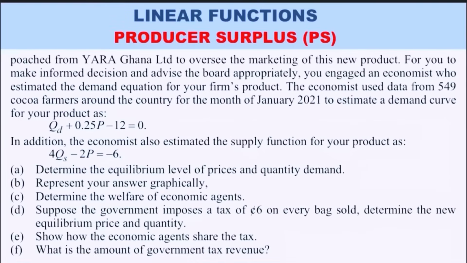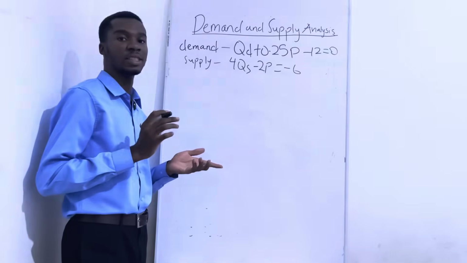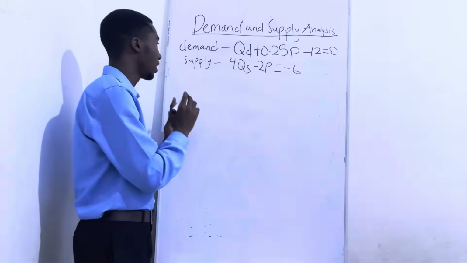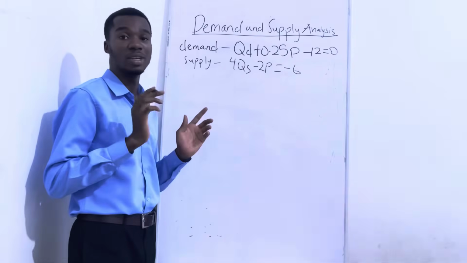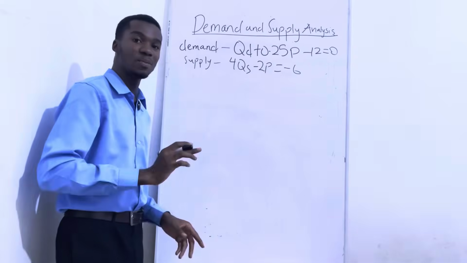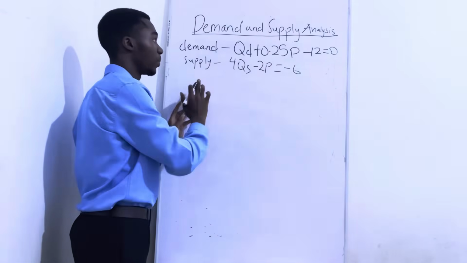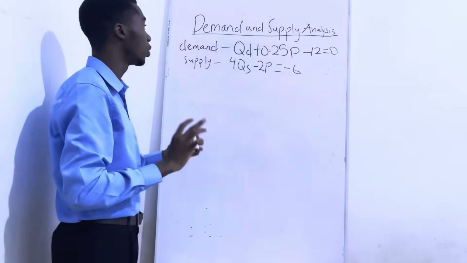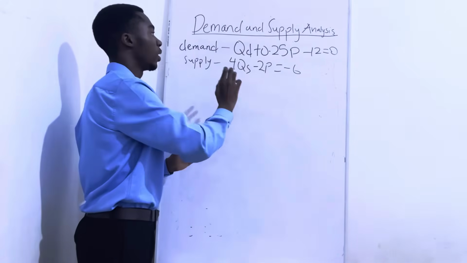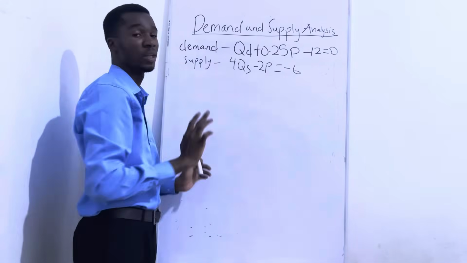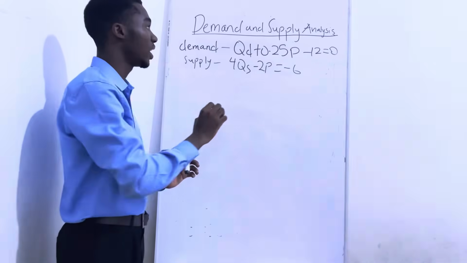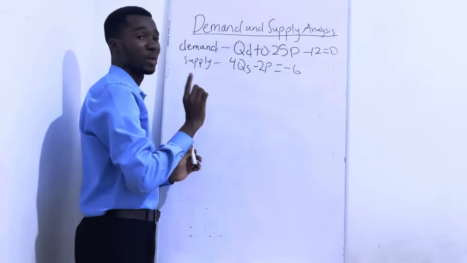So A says determine the equilibrium level of prices and quantity demanded. And you need to always know that at the equilibrium level, the quantity demanded is equal to the quantity supplied. So just put it in your head. Anytime you see equilibrium, just put it in your mind: quantity demanded is equal to quantity supplied. What that means is that if you want to get the equilibrium price and the equilibrium quantity, you have to equate both of them. Because you want to get one price and one quantity demanded.